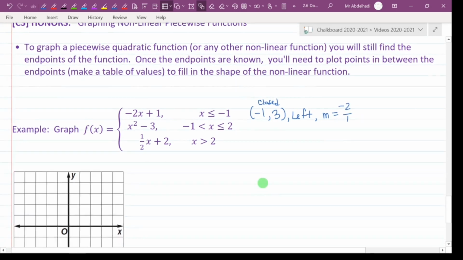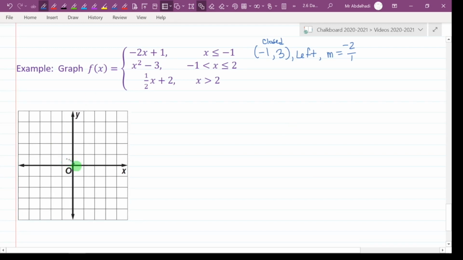So when we come over here, negative 1 comma 3 is here. Closed circle on negative 1 comma 3, which is up here. We're going to the left this way, not this way. So that means whatever slope we have, we're going to do it backwards.